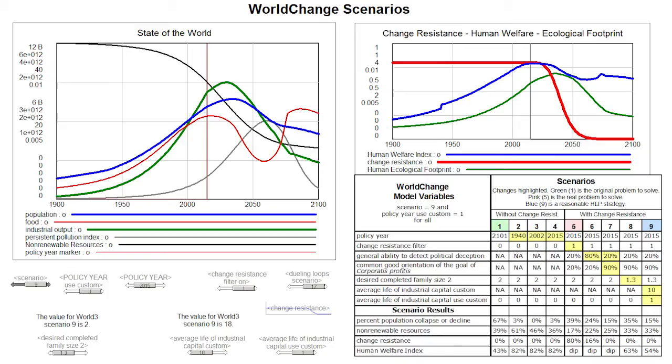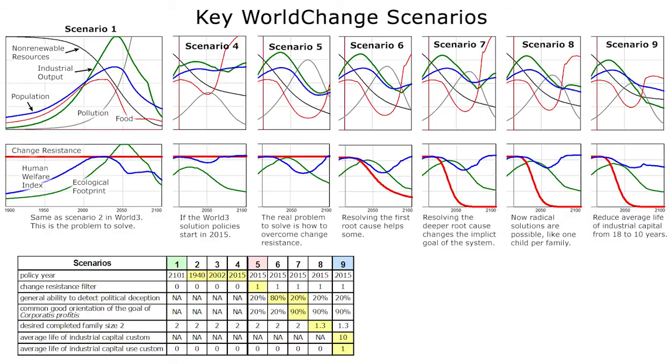Let's summarize what we've done here by moving to the next page. These are the key WorldChange model scenarios. The first one, Scenario 1, is the same as World 3's business as usual scenario. It's the problem to solve. If we start the solution policies used in World 3 in 2015, we get Scenario 4. That's the earliest a global solution resolving the root causes could start.